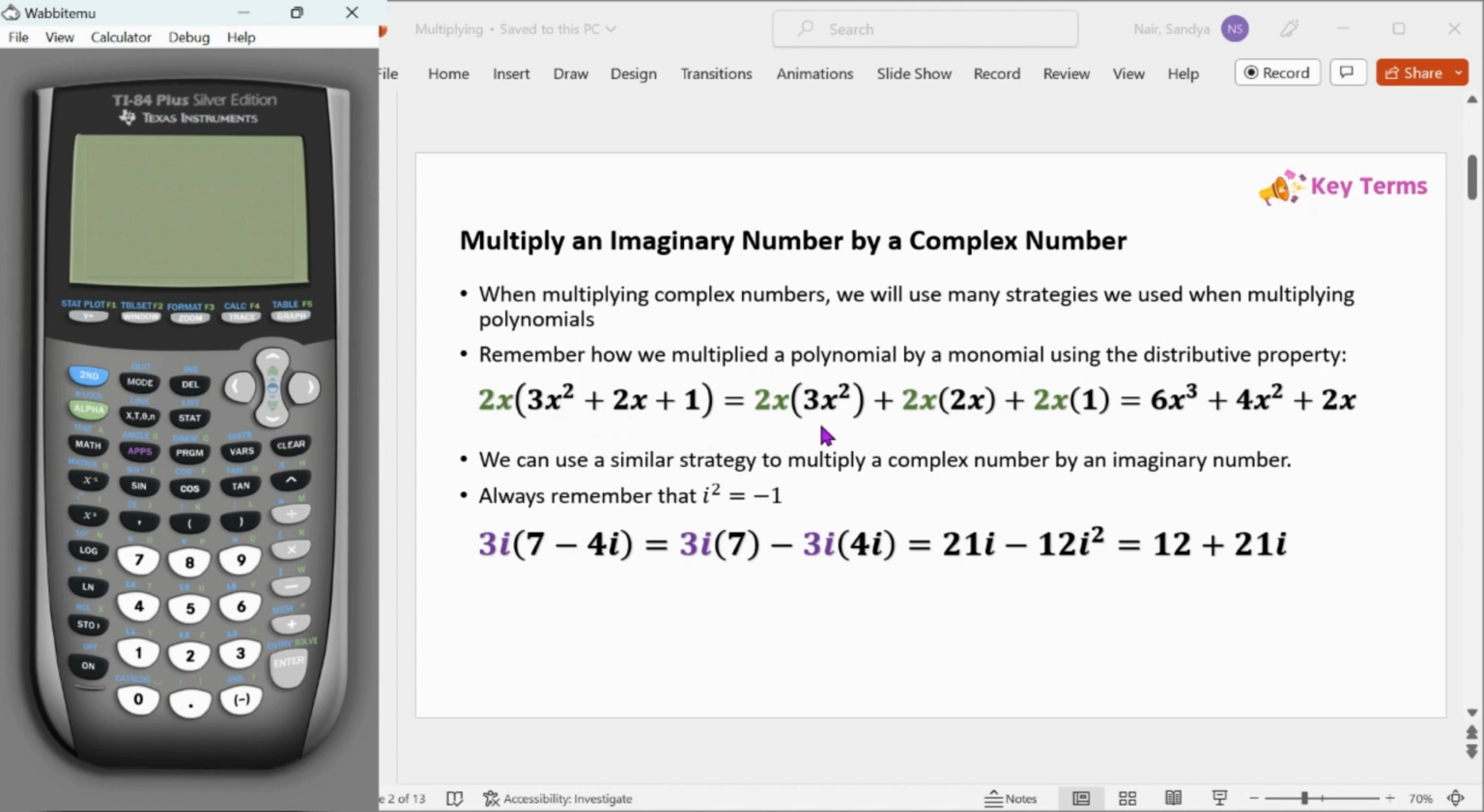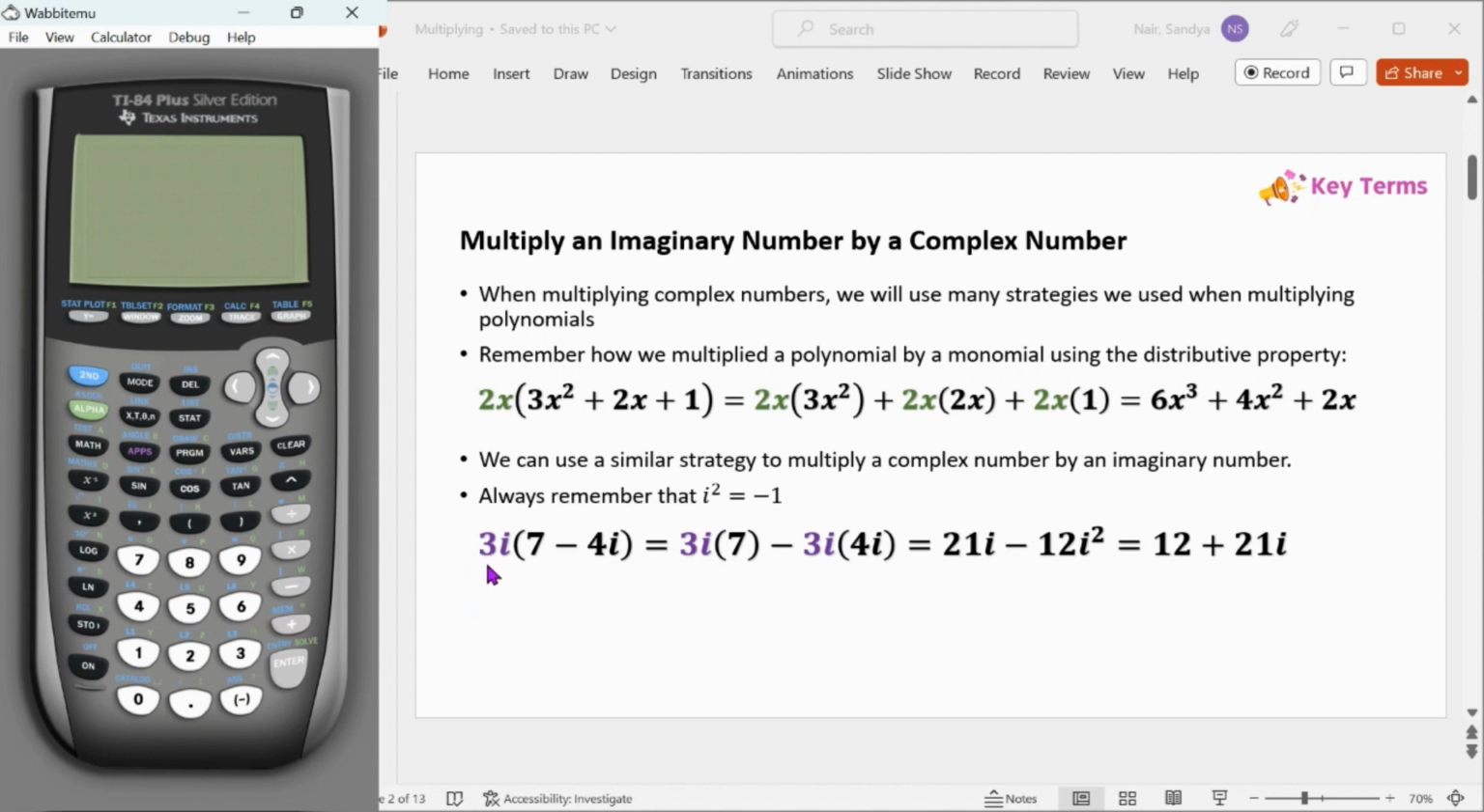That gave us 2x times 3x squared, which is 6x cubed, 2x times 2x, which is 4x squared, and 2x times 1, which is 2x. We leave all of these terms separated by a plus sign because these are all unlike terms and we cannot combine them. So if we're using this strategy, we can multiply a complex number by an imaginary number. Always remember that we can simplify even further by using the fact that i squared is equal to -1.